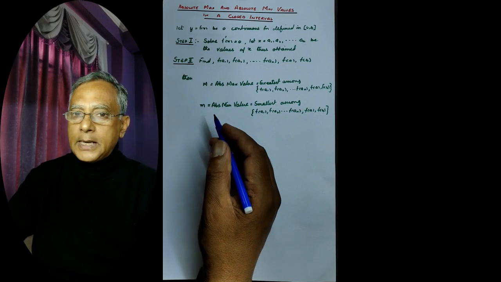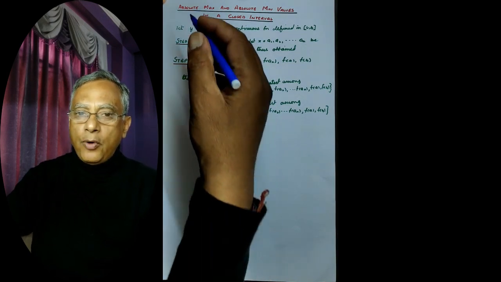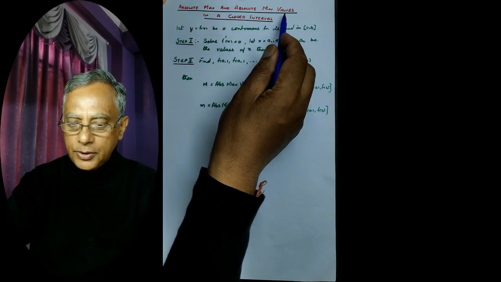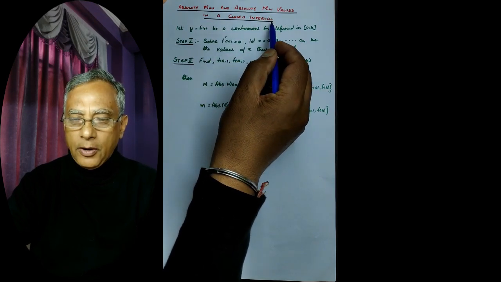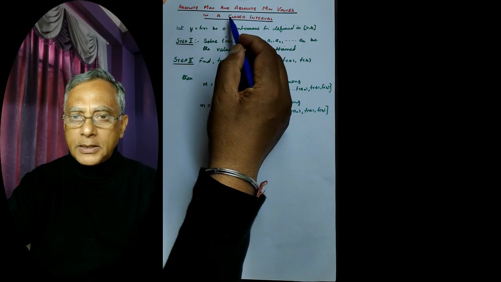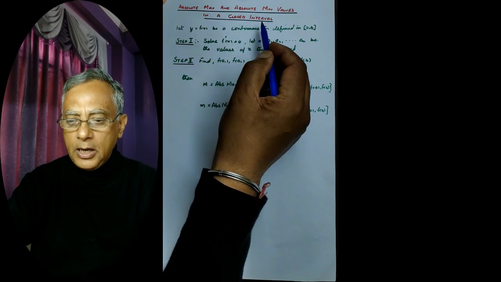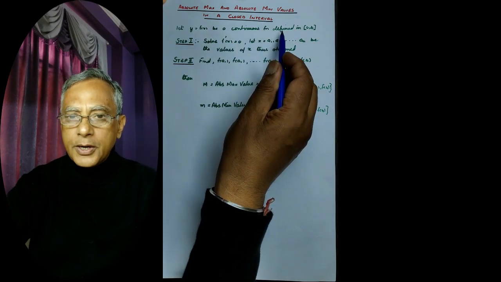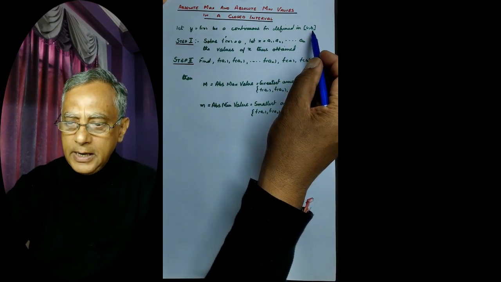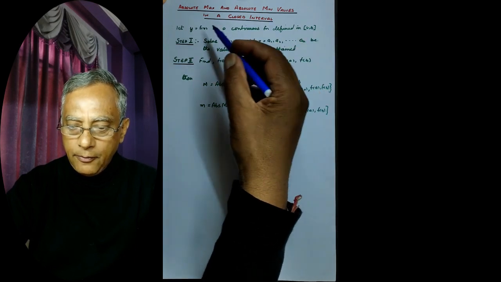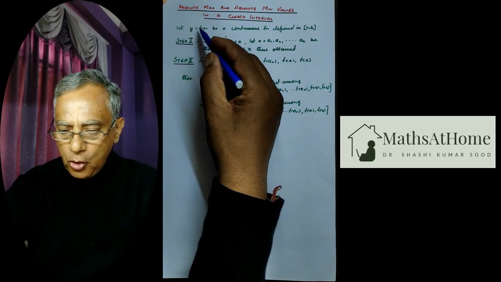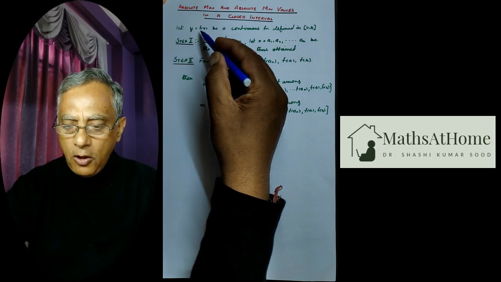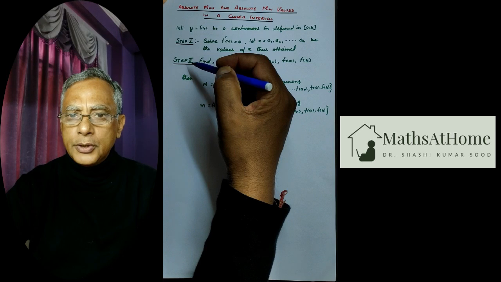We are now going to discuss how to find absolute maximum and absolute minimum values in a closed interval. Let y = f(x) be a continuous function defined in the closed interval [a, b]. We have to find the absolute maximum and absolute minimum values of this function. It involves the following two steps.